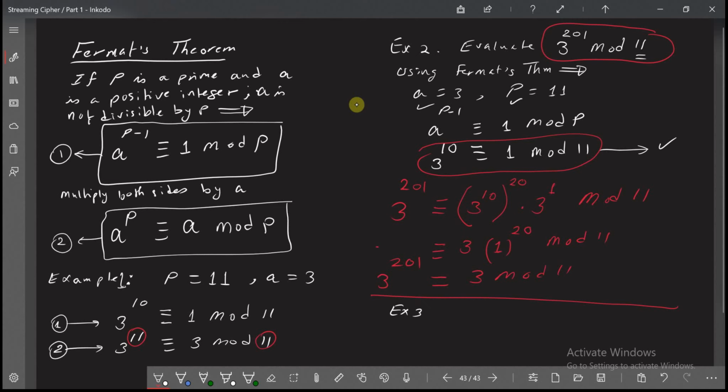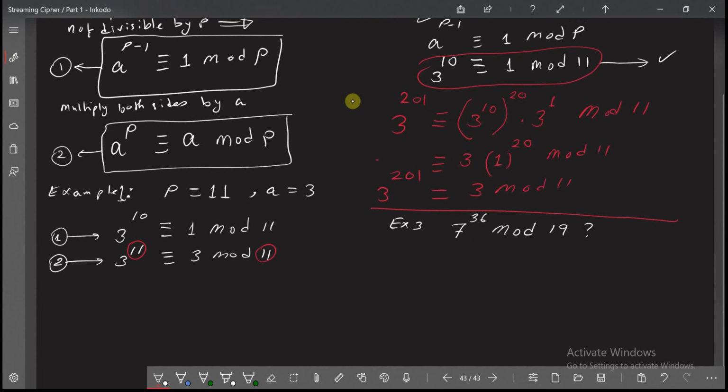Let's say that you have 7 to the power of 36, and you want to find 7 to the power 36 mod 19. In order to solve this one, let's try to make use of Fermat's rule.